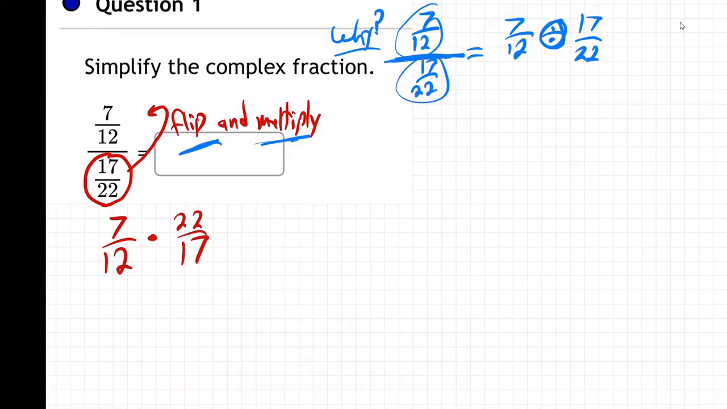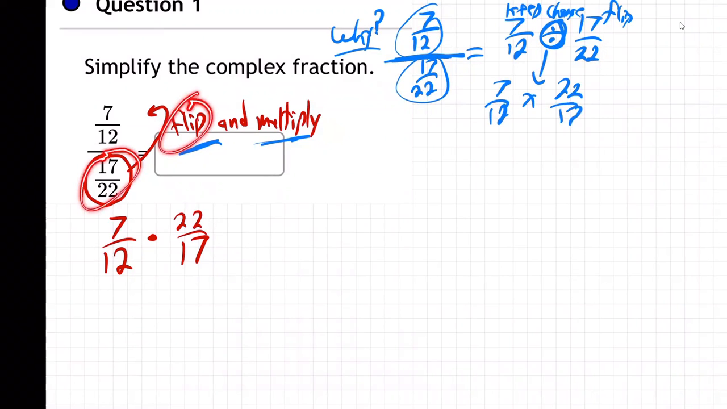Okay, so what does that mean? Well, we know what to do with this. What do you do when you have divide? You keep, change, flip, right? You keep the first one the same. You change the middle to times, and you flip the one on the right. Well, that's exactly what we just did. We flipped the one on the bottom, which is the same thing as the right. We flipped it, and we changed to multiply.